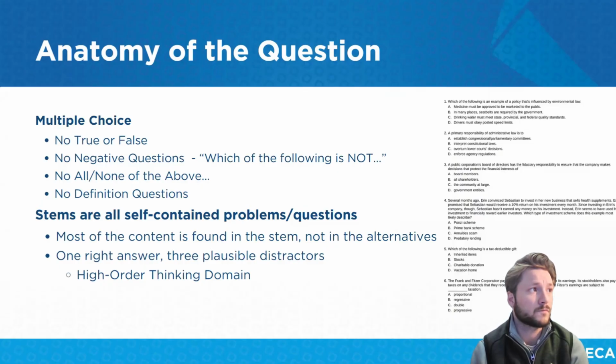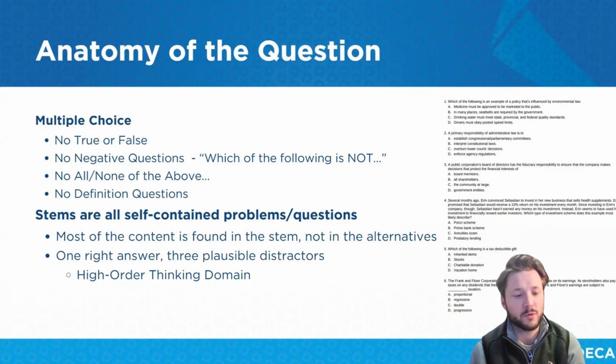Most of the problem is going to be found in the stem, not in the alternatives. There is only one right answer and three plausible options. So, like I said before, no vocab, no definitions. The idea here is not memorization or recall. The idea here is to evaluate that higher order thinking domain, critical thinking skills. How a student is coming to the answer is just as important as if they can remember what the right answer is.